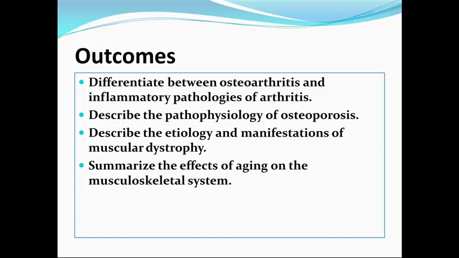And then we'll also, in children, talk about both the etiology and the manifestations of muscular dystrophy, especially focusing on Duchenne muscular dystrophy, because that's the most common type. And then we'll end with summarizing the effects of aging on the musculoskeletal system.